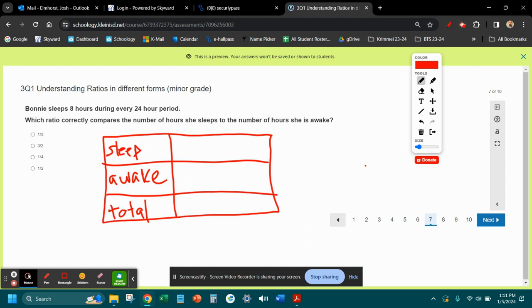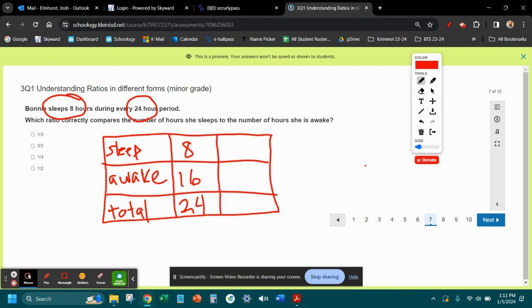So number 7, we're setting up the part-part-total table. We have sleep, awake, and total. So how many sleep hours does Bonnie get? How many total hours? 24. So that means she is awake for how many hours? 16.